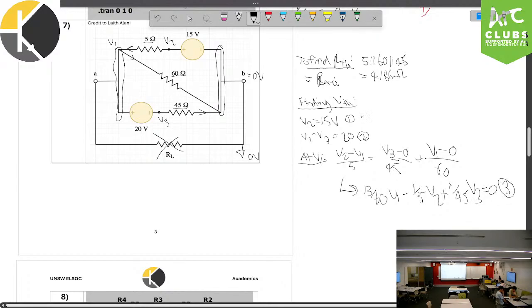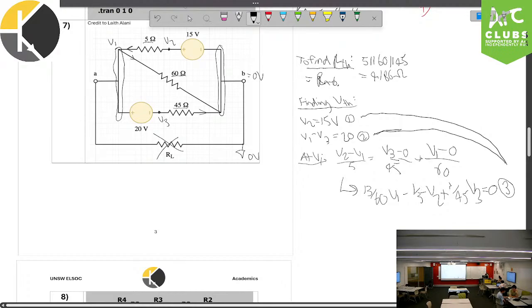Now, using all three of these equations, we can solve them simultaneously in order to find V1, V2, and V3. You can use multiple different ways to solve them. You can use a matrix and then solve using Gaussian elimination. You can just substitute one into the other.